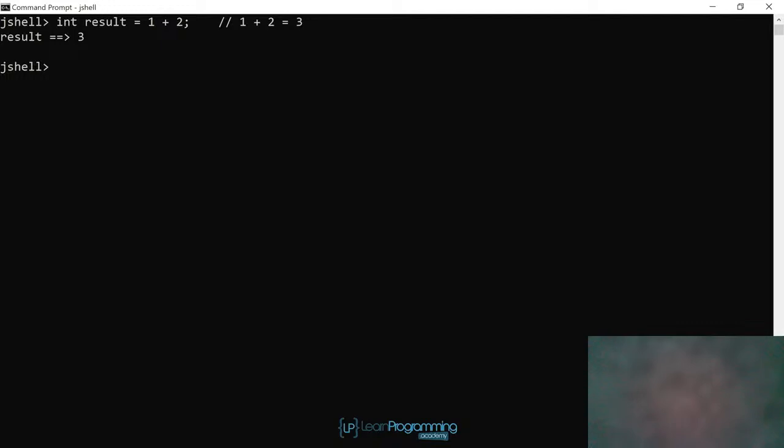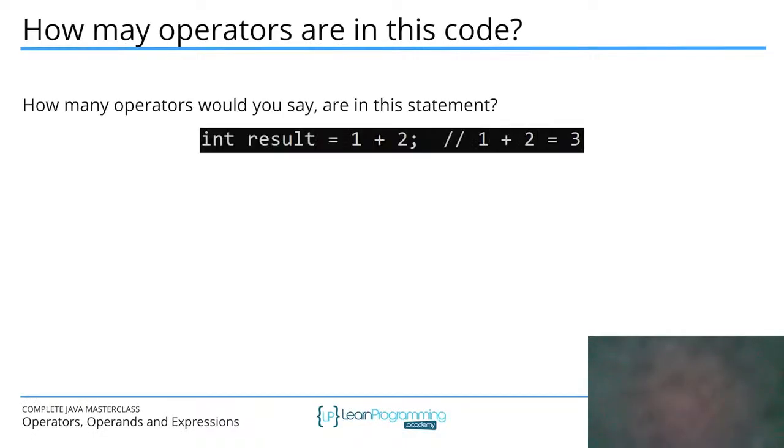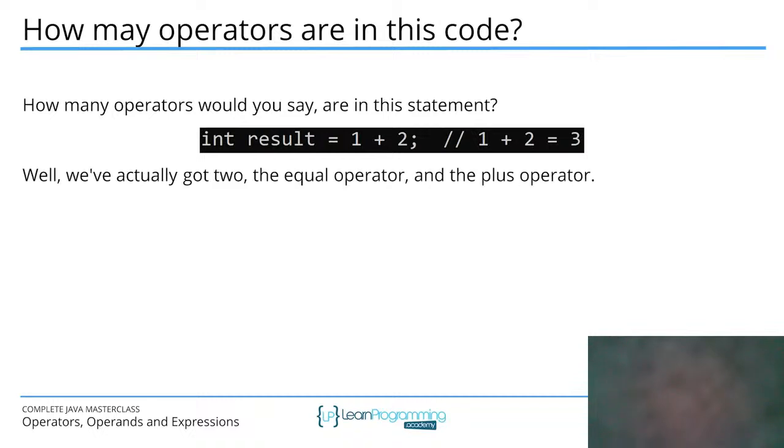You'll find that some operators tend to be used a lot more frequently than others. What I've done on this line is I've added a comment at the end of the line with 2 forward slashes to type out what the expression should evaluate to before we print it out. More on comments in a moment. How many operators would you say are in this statement? Well, we've actually got 2, the equal operator and the plus operator.